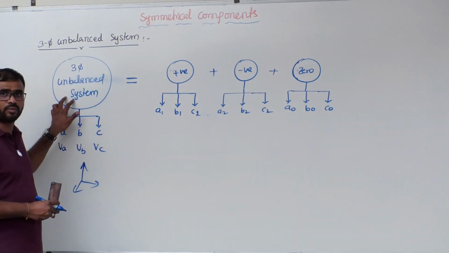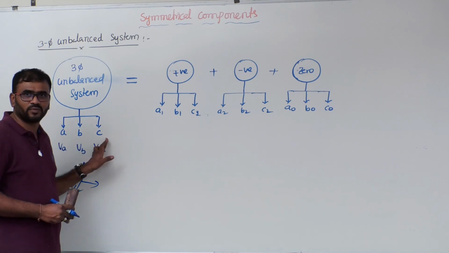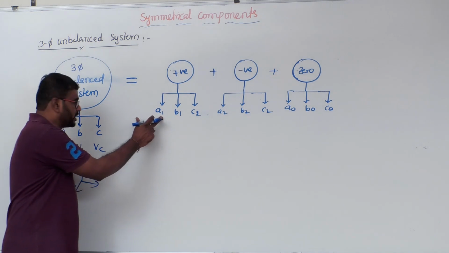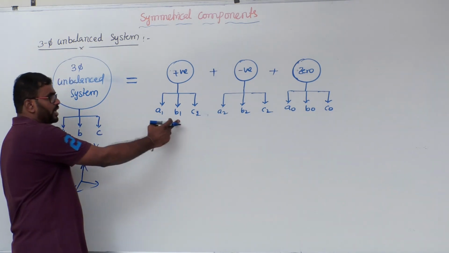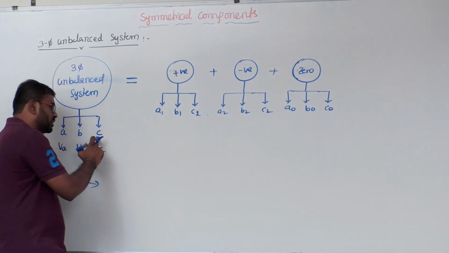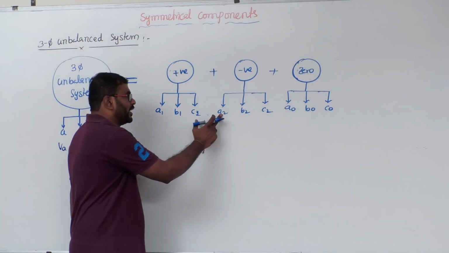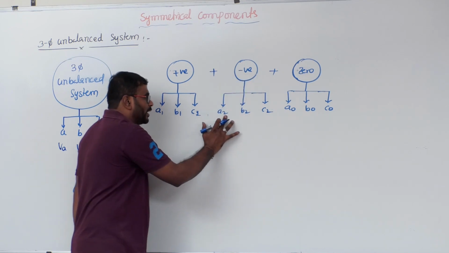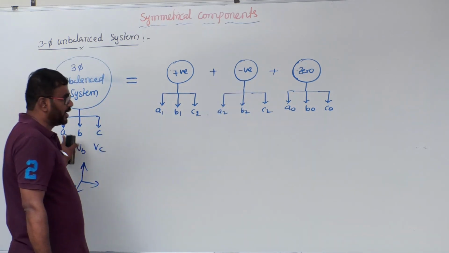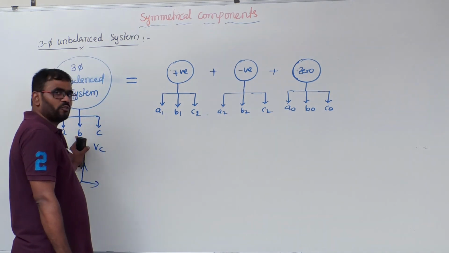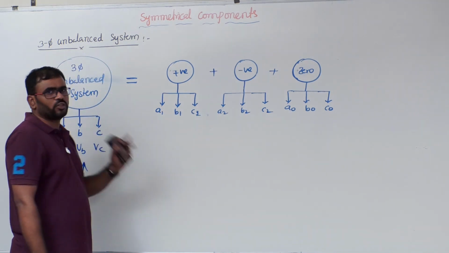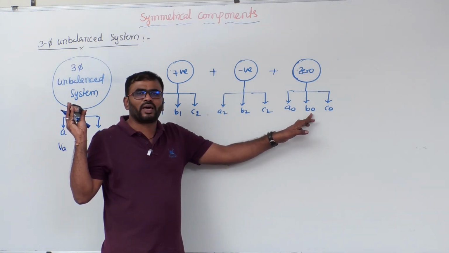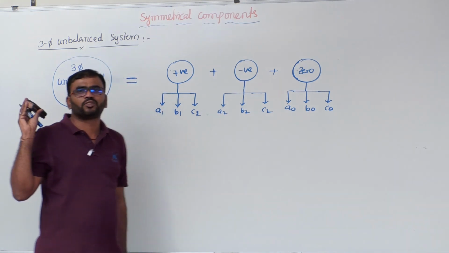Now how many phasors does the positive sequence component have? Just like the unbalanced system, which has three phasors, positive sequence also has three phasors. A1 represents the A phasor, B1 represents the B phasor, C1 represents the C phasor. Similarly, A2, I am writing negative sequence here. The phasor A2 represents the unbalanced phasor A, B2 represents unbalanced phasor B, C2 represents unbalanced phasor C. Similarly, A0 represents unbalanced phasor A, B0 represents unbalanced phasor B, C0 represents unbalanced phasor C.